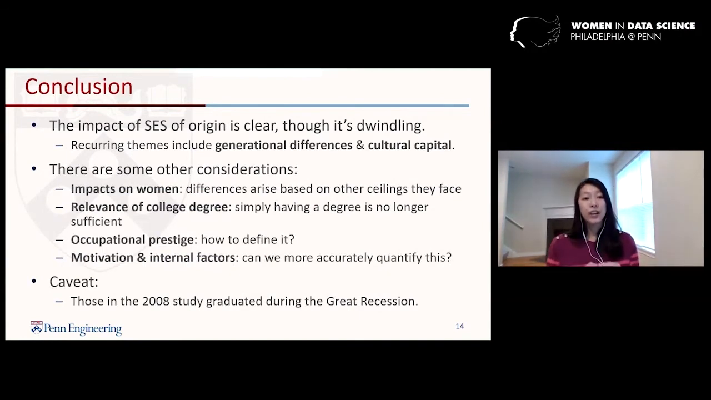There's also the issue of quantifying occupational prestige. Occupations aren't just based on their monetary value to an individual. How prestigious is it? That's what we want to define next, and that will be the next step for this research. And also motivation and internal factors of individuals. People are more than just a data point, and can we more accurately quantify how a person gets motivated? There's also an additional caveat that those in the 2008 study graduated during the Great Recession, and that's not a factor that we took into account in this research. That also warrants more investigation.